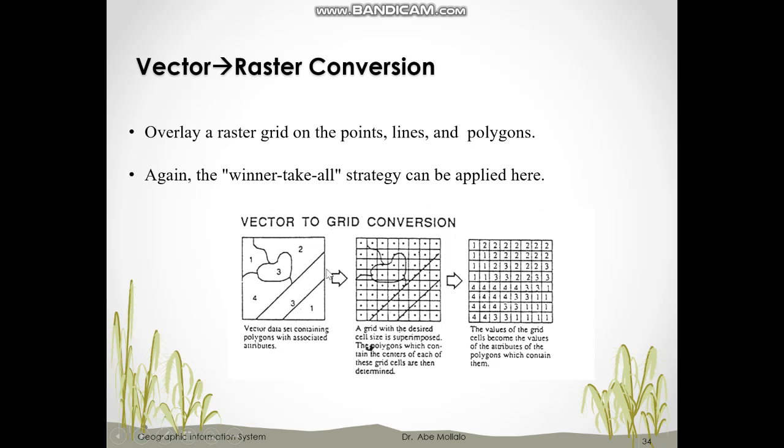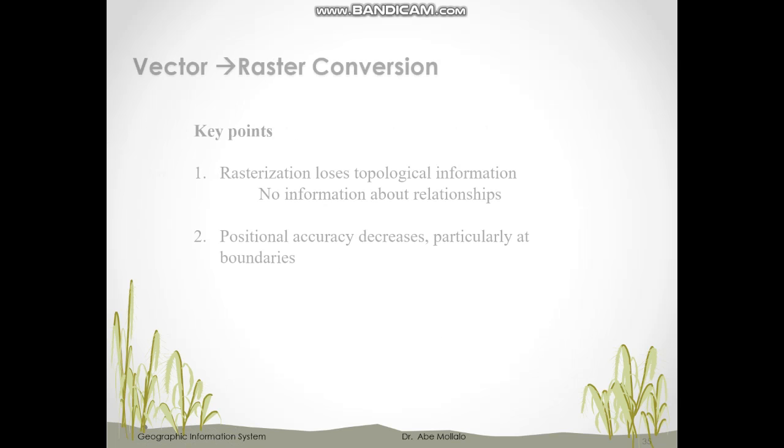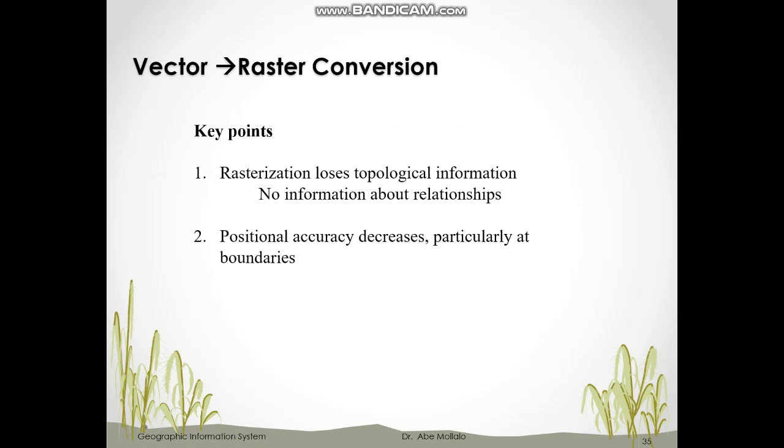So, and then we have vector to raster. That is called rasterization. But some key points about rasterization: this process is going to lose topological relationship, because no information will be kept about the relationship between the polygons, right? For example, we no longer know polygon 1 is adjacent to polygon 2, 3, or 4 in the raster format.